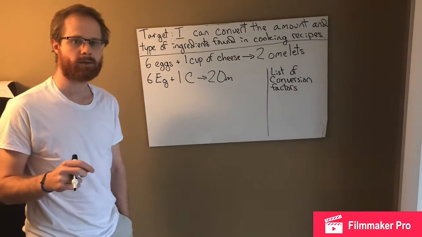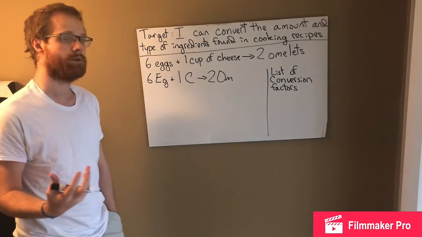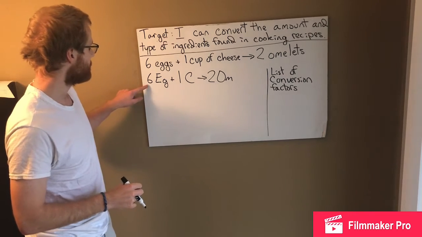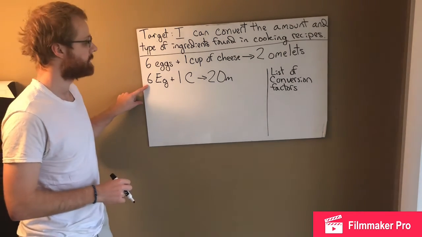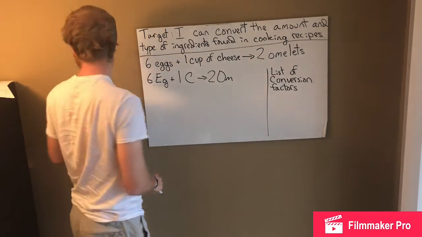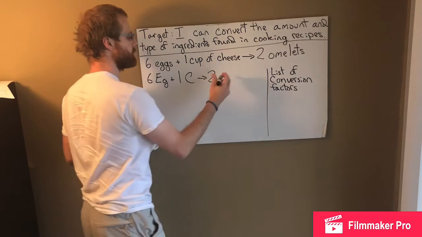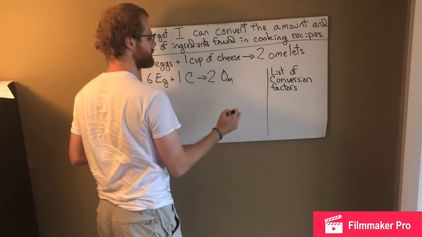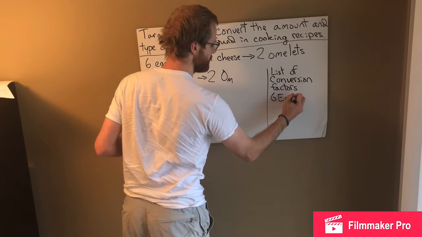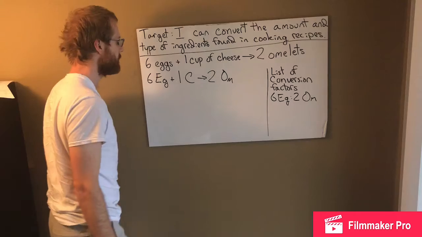Let's quickly take a little bit of time and identify what conversion factors are in this equation. So I know that if I've got 6 eggs, I can produce 2 omelets. It kind of looks like a 20, so we're just going to make sure to, there we go, 2 omelets. Okay. So 6 eggs is equivalent to 2 omelets. That is a conversion factor.